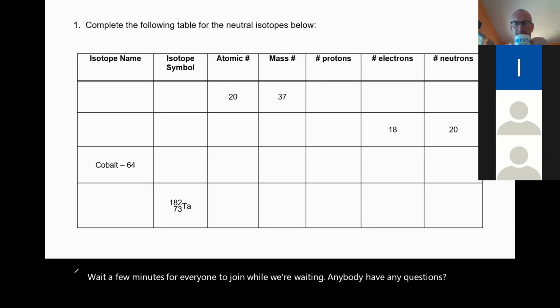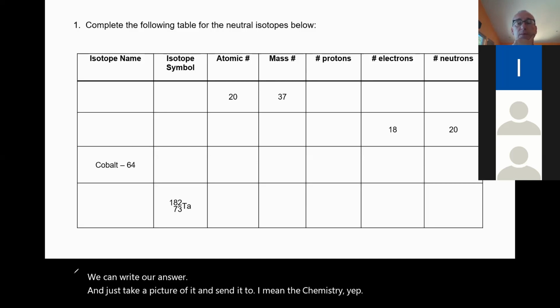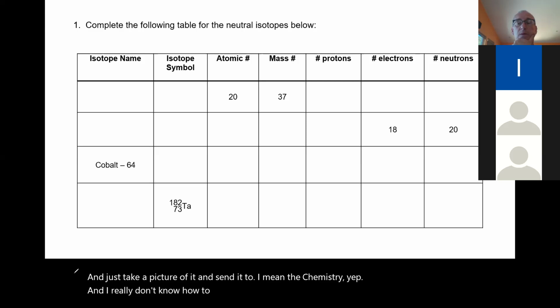Professor, you said that we can write our answer for the recitation and just take a picture of it and send it to you. No, I mean upload on the Canvas, right? Yep. Those questions are usually really difficult, and I really don't know how to answer.